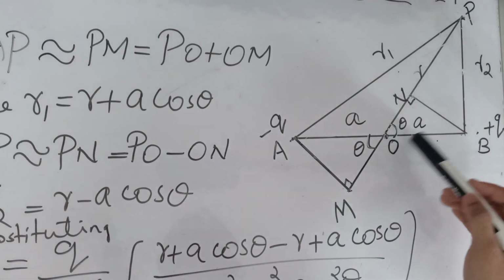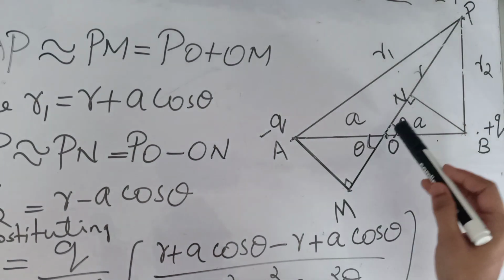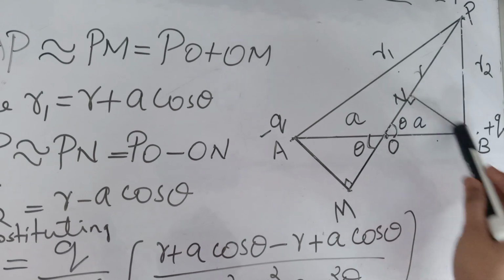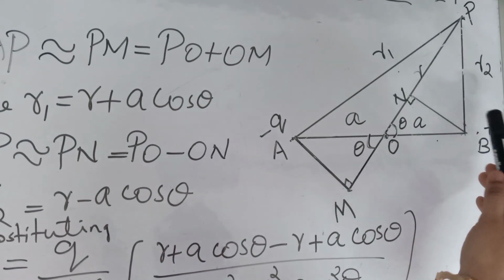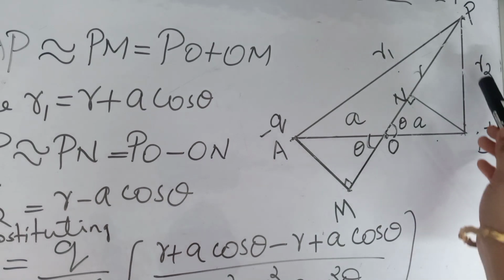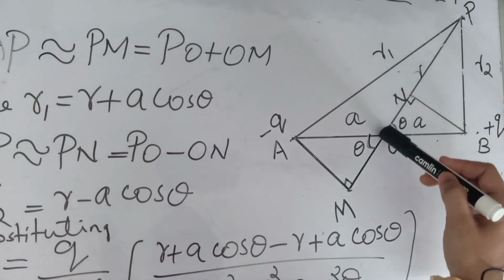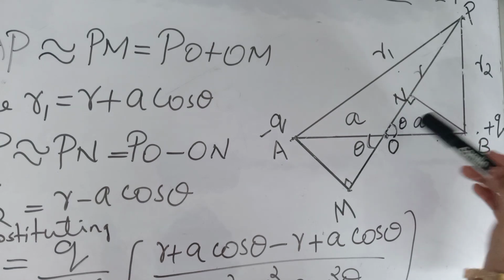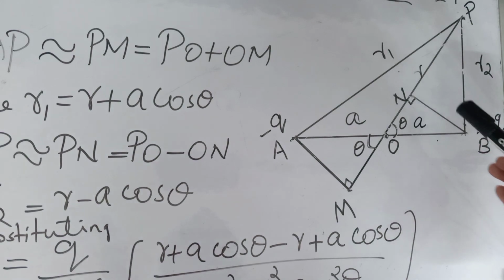And here we can see that BP is approximately equal to PN, right? This is also the same. So how can we write R2? R2 will be equal to OP minus ON, right? That means R minus A cos theta. This is A cos theta. So R2 will be equal to R minus A cos theta.